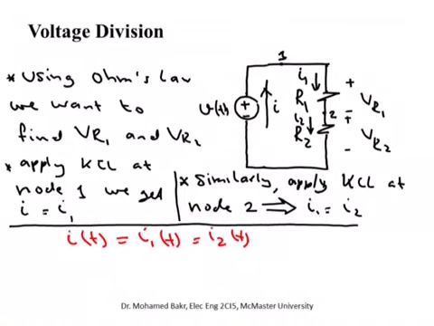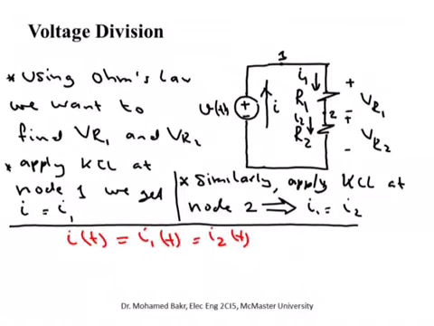The most important thing when you analyze this circuit is to realize, if you apply KCL at point 1 or at point 2, that the same current is flowing in the circuit. The current I here is the same current I1 flowing in the resistor R1, and the same current I2 flowing in the resistor R2. It is one loop, it is the same current, and this is why voltage division is possible.